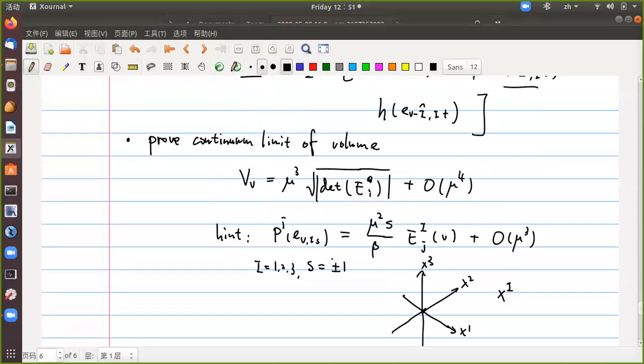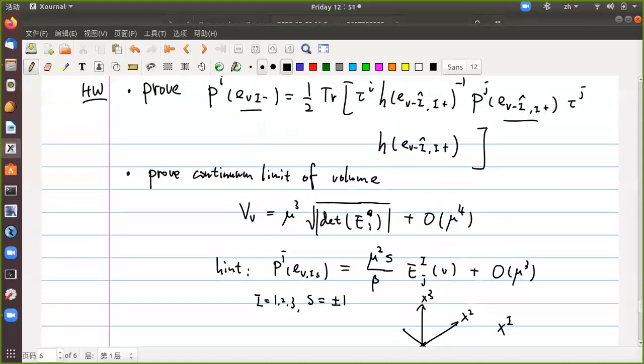So here, I think there was a homework, right? There was a homework about proving the continuum limit of the flux. You need to use that formula. So if you haven't done that, you have to prove this relation first.